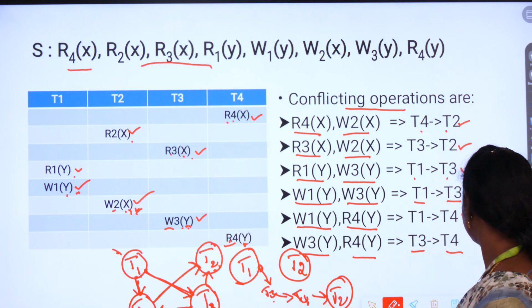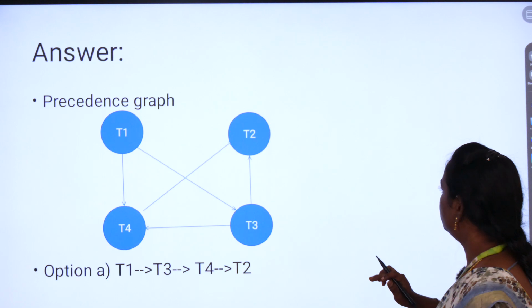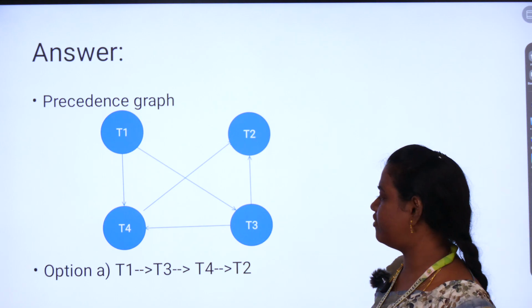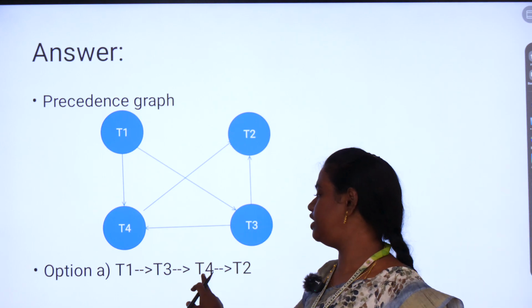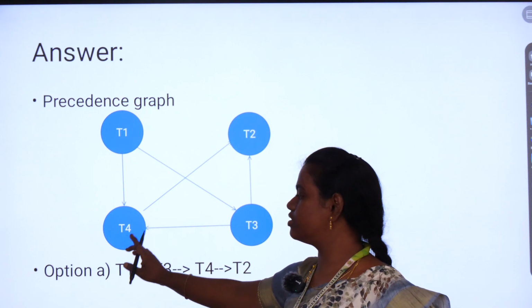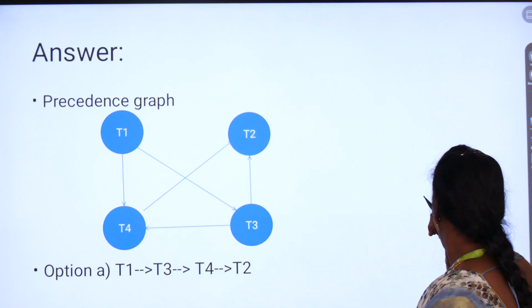Now let's take our answer. So this is your precedence graph, and your answer is T1, T3, T4 and T2. So this is your option A.